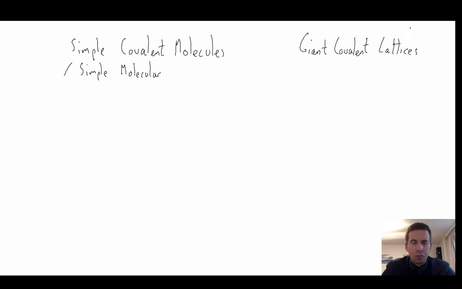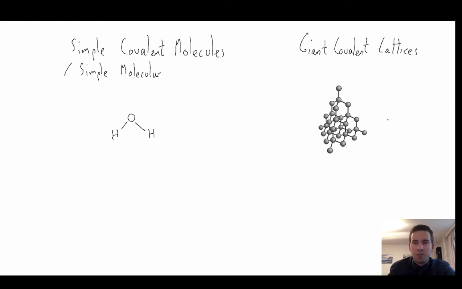So let's just look at a couple of examples to be able to explain the key differences between these two types of structure. Let's look at water, H2O, for the simple covalent molecule. And let's look at diamond for the giant covalent lattice. Now we will do more about giant covalent lattices in the next video. I'm just going to use this one as an example to go through the differences between these two different types of structure. So first of all, let's just look at the formula.